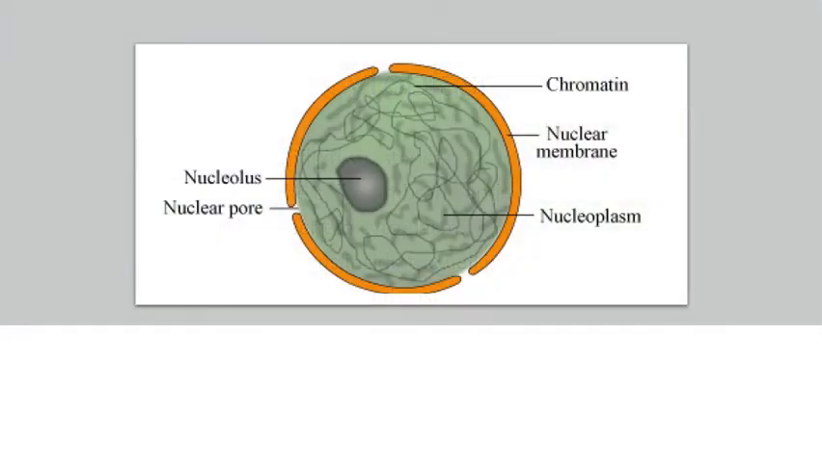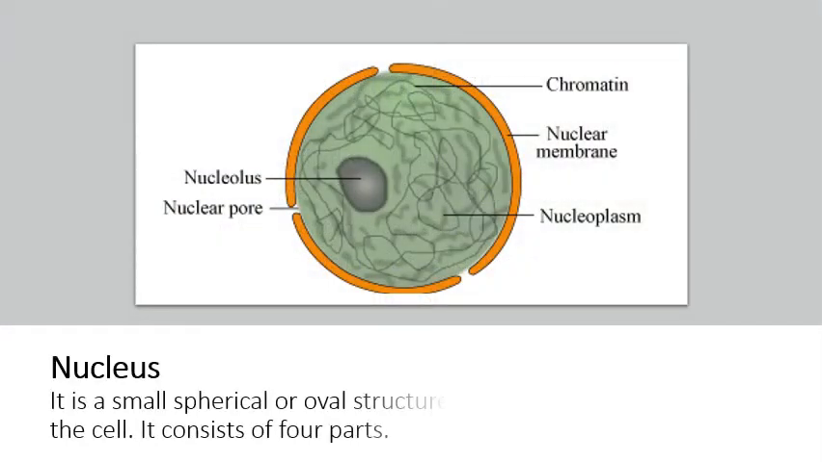Let us talk about the next structure, that is the nucleus. Nucleus is a small spherical or oval structure called the control center of the cell. In animal cells, this nucleus is located in the center of the cell, but in plant cells, it is shifted to one side. What is the reason? It is because of the large vacuole found in plant cells. Now let us talk about the various parts of the nucleus.